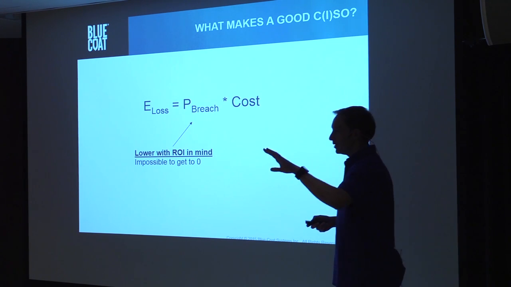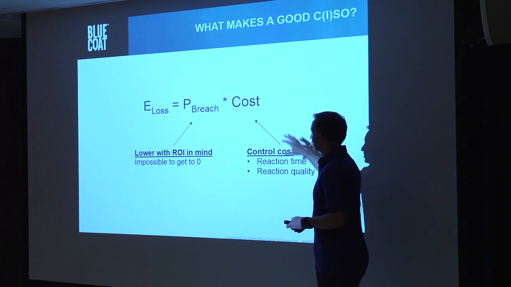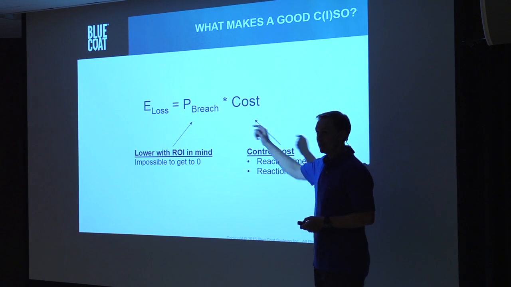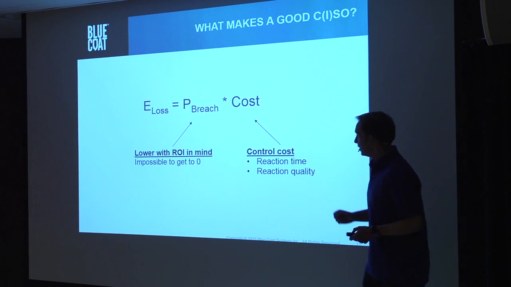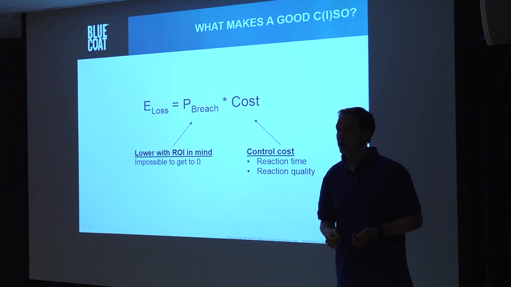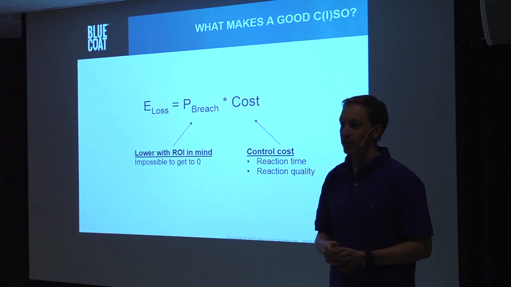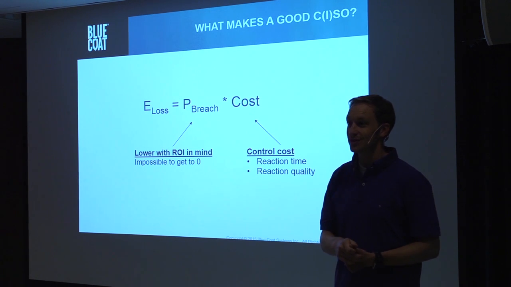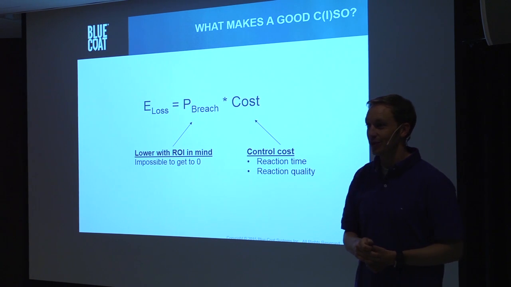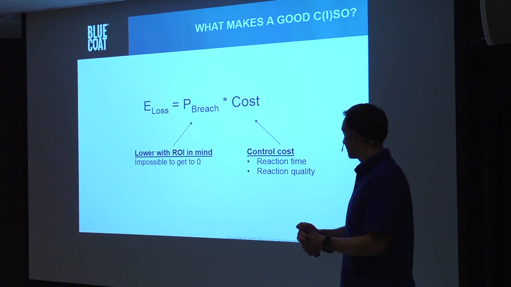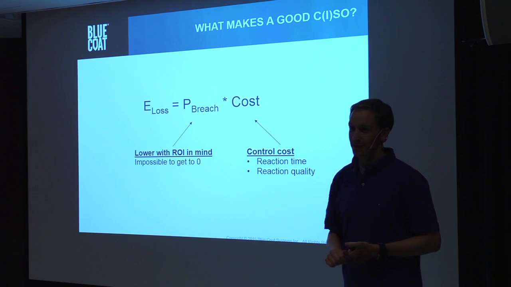A more wide-looking CISO actually controls and puts focus on controlling the cost as well, in addition to the probability of being breached. It's key to think about reaction time in case you are breached, because sooner or later you will be breached. We have seen this with all larger organizations. They have incidents sooner or later. So reaction time in case when you have an incident is one thing, and reaction quality is important.